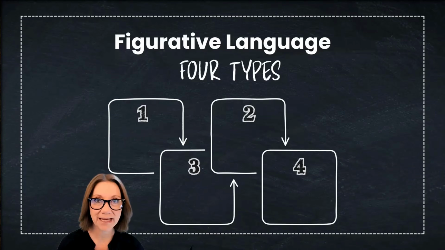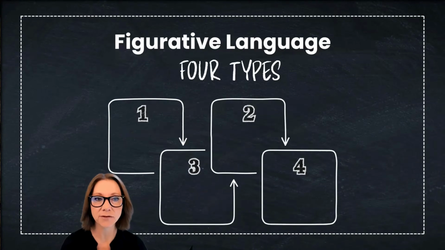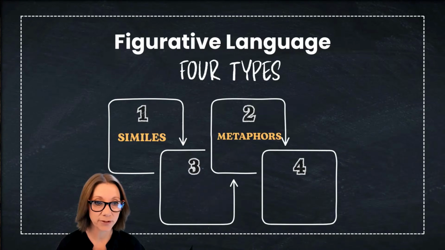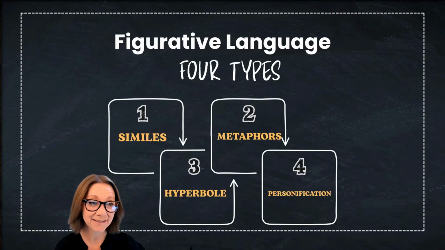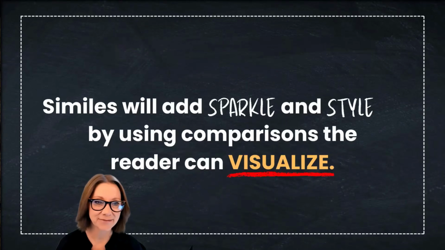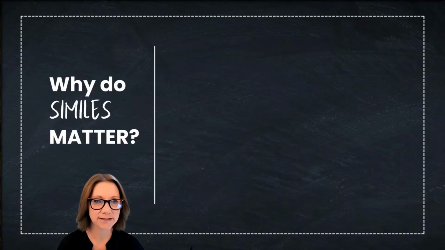So there are four main types. There are others, and we will do those in another video all on their own, but these are the four main types that you'll use in your writing that will make it stronger immediately. And the four types are similes, metaphors, hyperbole, and personification. In this video, we're going to work on similes. So similes add sparkle and style by using comparisons that the reader can visualize. So it will create an image in their mind when you do this.